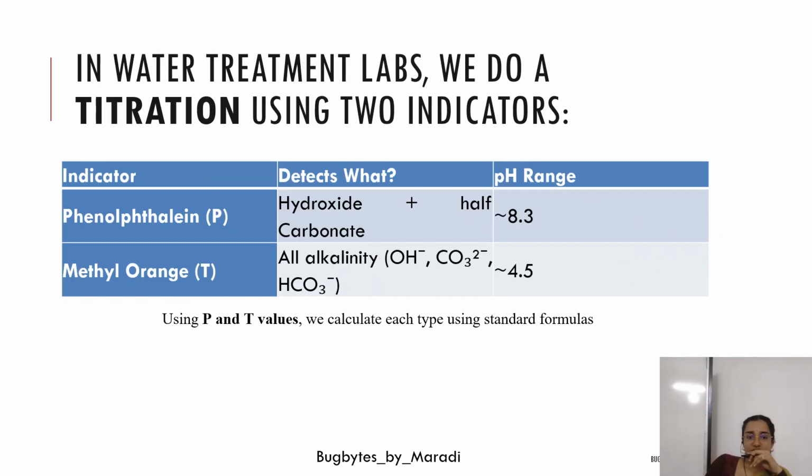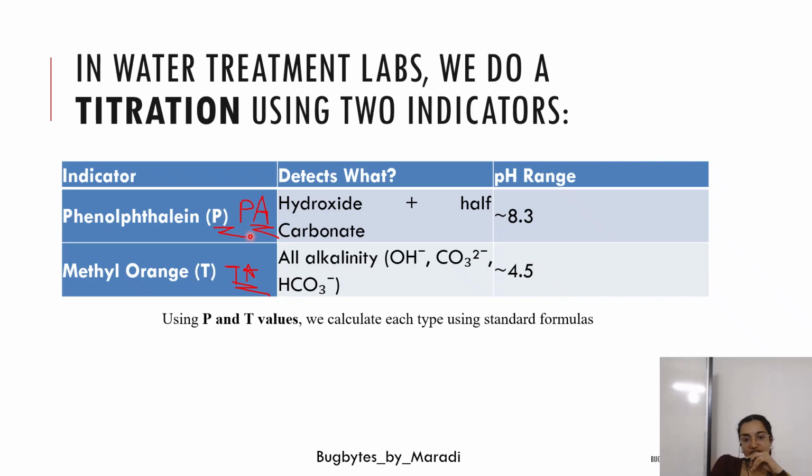In water treatment labs, or in the laboratory to perform this experiment, we do a titration using two indicators. One is phenolphthalein indicator, and you can abbreviate it as P or PA, phenolphthalein alkalinity. The alkalinity test we are doing with phenolphthalein is phenolphthalein alkalinity. For methyl orange, I'll be using T. Why T? Because if you are using methyl orange, we will be measuring the total alkalinity, that is T.